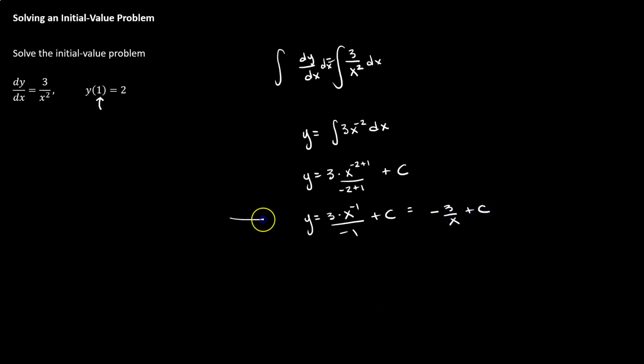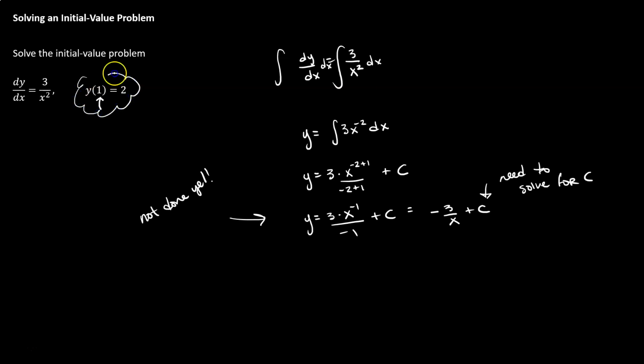But we're not done yet, because c is unknown. We need to solve for c. To do that, we'll use the given information. We know that if we plug 1 into this function, that's going to look like negative 3 over 1 plus c, and then that should produce the output of 2. This time, everything in the equation has been substituted. We only need to solve for c.